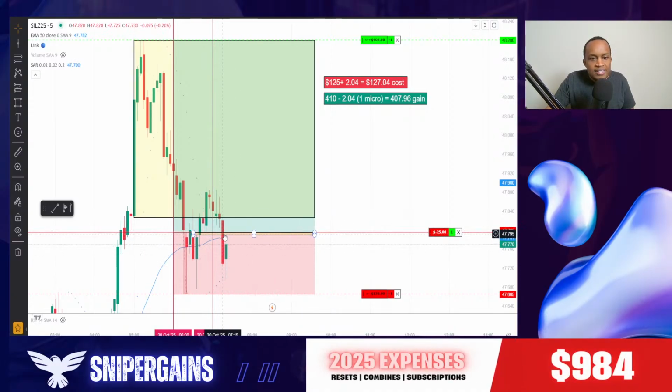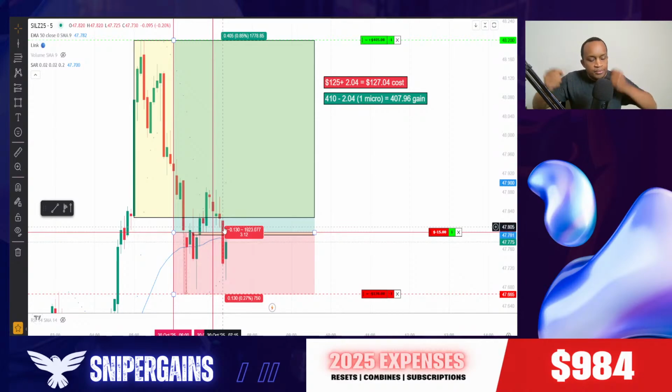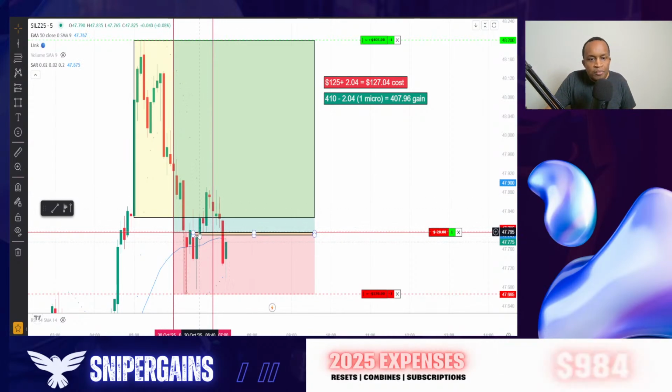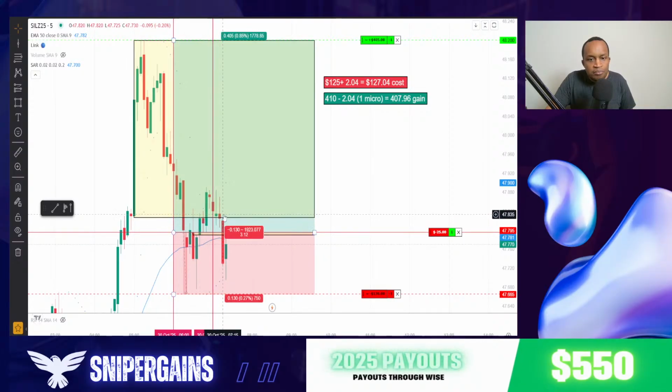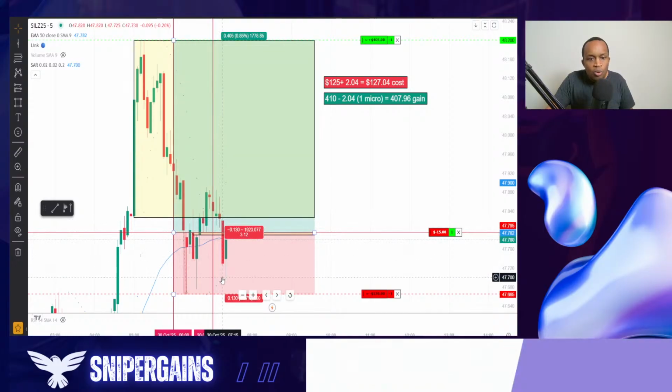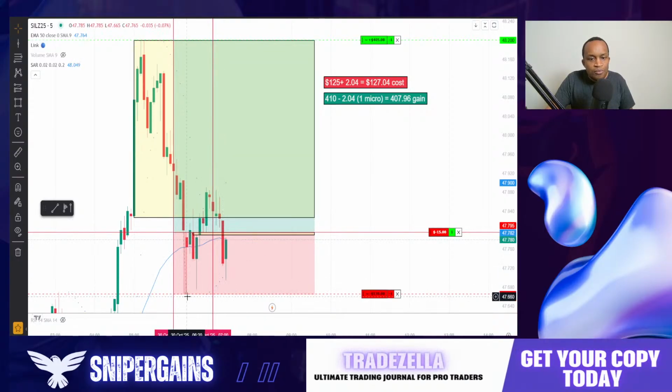Most of the time, when you see a fair value gap get blown through like this, you'd feel like, okay, maybe it's invalid. But the key thing with this strategy is this fair value gap almost acts like a rubber band. It goes in and holds price from taking out the stop loss.